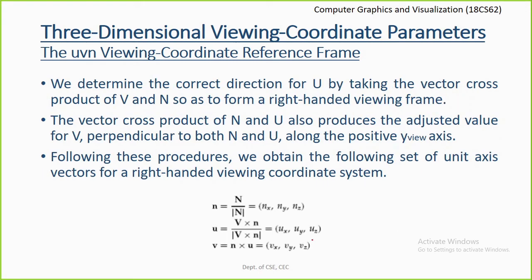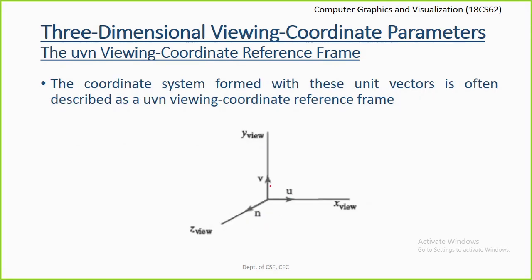So we are going to determine the unit vectors along the normal n, the unit vectors along the x axis and the unit vectors along the y axis. Using this u, v and n, which are the unit vectors, we form a coordinate reference frame called the UVN viewing reference coordinate frame. Okay, viewing coordinate reference frame.